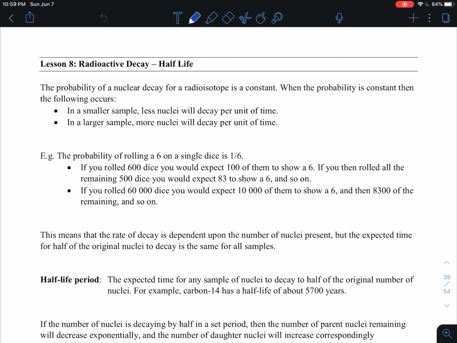Lesson 8, radioactive decay and half-life. So half-life is the idea of the object reducing its total particles in half and how much time that would take. So a half-life period is the expected time for any sample of nuclei to decay to half its original number of nuclei. For example, carbon-14 has a half-life of 5,700 years.